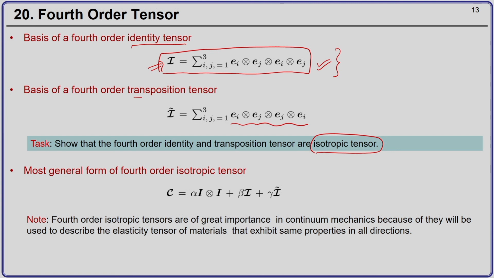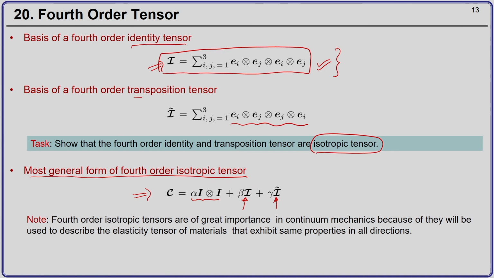Okay. So, the most general form of a fourth order isotropic tensor can be obtained as a scalar multiple of the tensor product of the second order identity tensor with itself, plus a scalar multiple of the fourth order identity tensor, and a scalar multiple of the fourth order transposition tensor. Okay. So, C will be alpha I tensor product I plus beta I plus gamma I tilde.